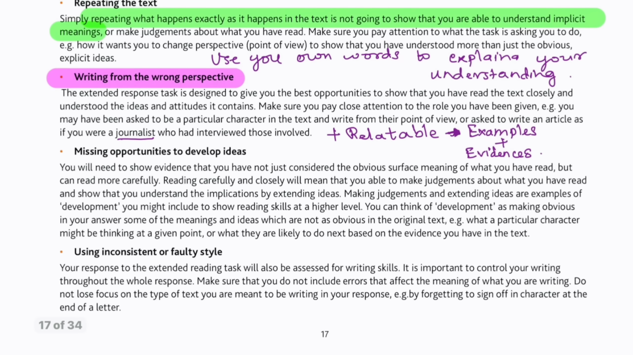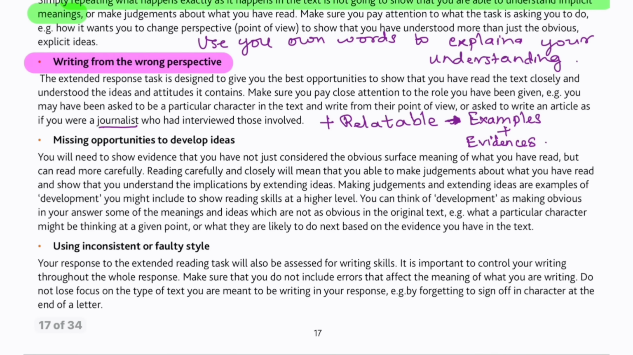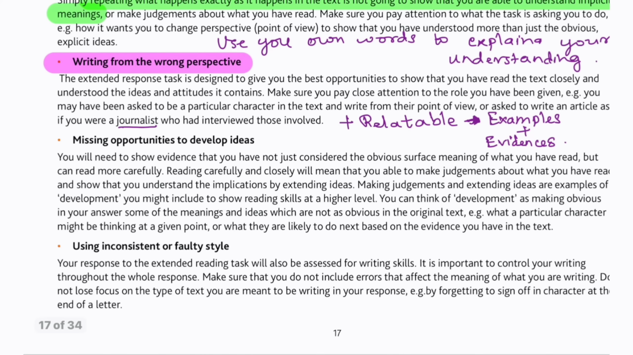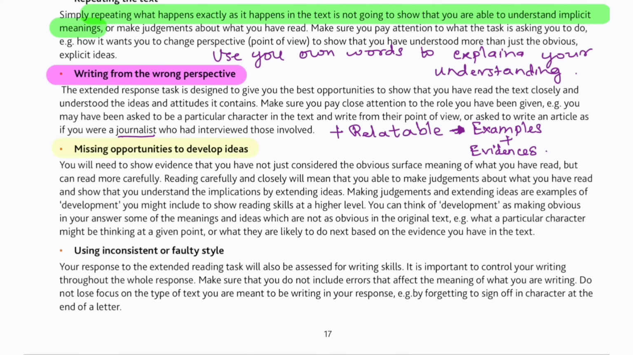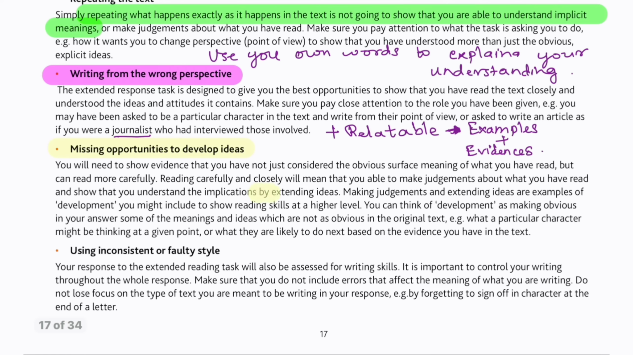Okay, next: missing opportunities to develop ideas. You will need to show evidence that you have not just considered the obvious surface meaning. This is very important, especially in the writer's effect question. You will need to show evidence that you have not just considered the obvious surface meaning of what you have read, but that you can read more carefully. Reading carefully and closely will mean that you are able to make judgments about what you have read and show that you understand the implications by extending ideas. Making judgments and extending ideas are examples of development, which you might include to show reading skills at higher levels.